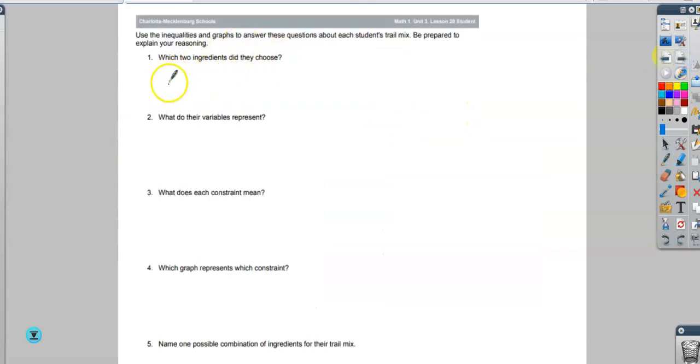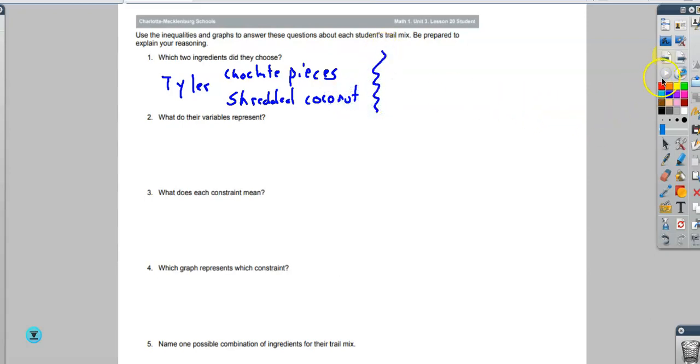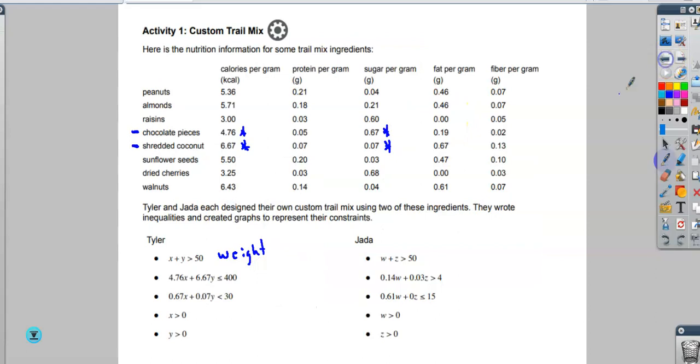So here, which two ingredients did they choose? Tyler did chocolate pieces, shredded coconut. Now, pause, do Jada and see if you can figure out Jada's.